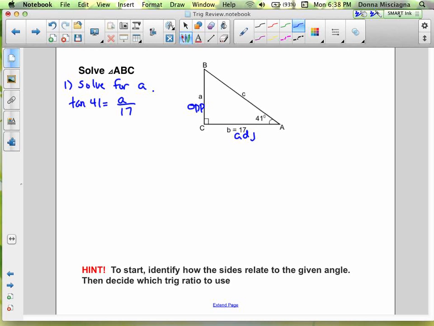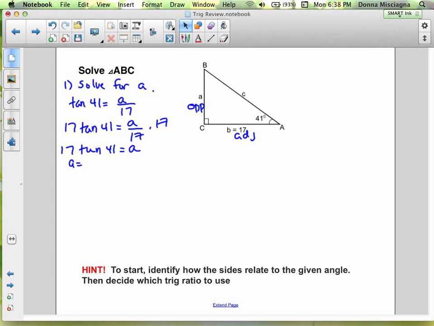We need to isolate A, and that's as simple as multiplying both sides by 17. So 17 times tangent 41 equals A divided by 17 times 17. The 17's cancel. So we have 17 tangent 41 equals A. And now we'll plug that into a calculator to find our answer. Look how fast we're getting. We can do them now in just like a minute.